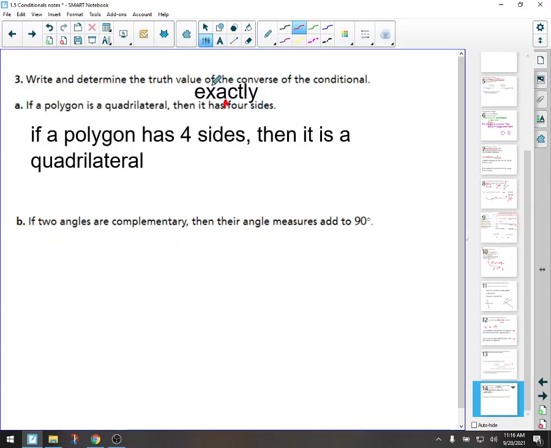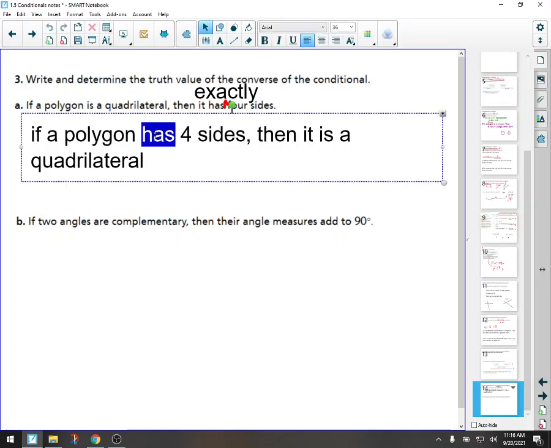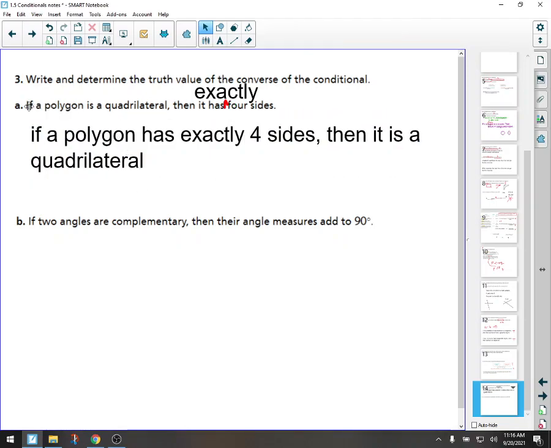So as long as, if a polygon has exactly four sides, then it is a quadrilateral. So the original is true. If a polygon's a quadrilateral, then it has exactly four sides. Let's reverse that. If a polygon has exactly four sides, then it is a quadrilateral. So this is true. That's just the definition. So we could use an if and only if for this then. We could say a polygon's a quadrilateral if and only if it has exactly four sides.